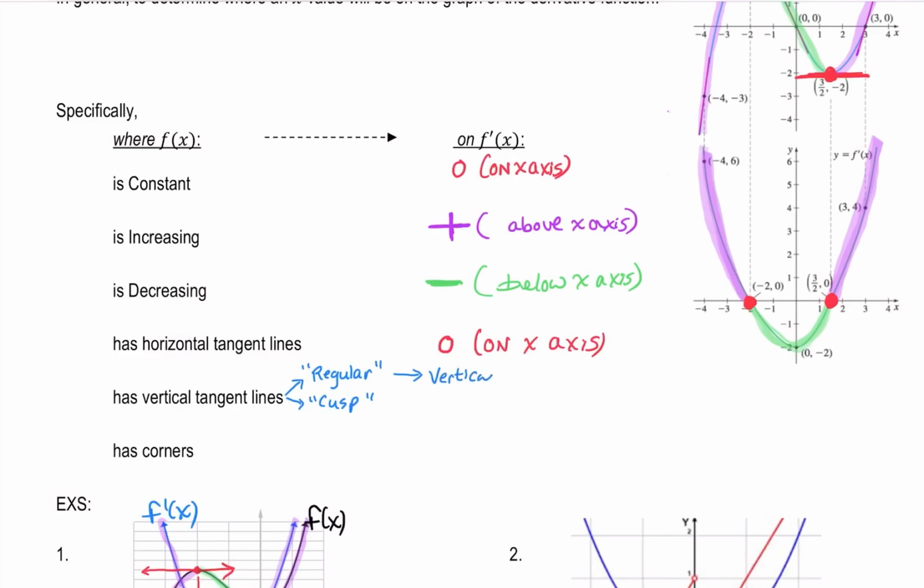So both are going to vertical asymptotes. Okay, again, a vertical asymptote.